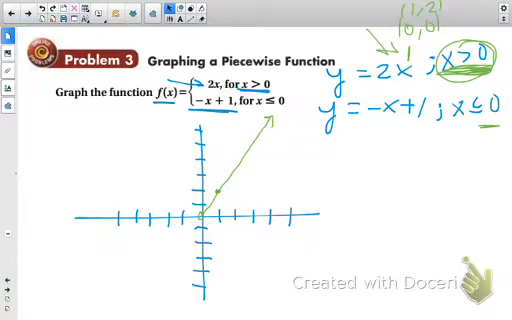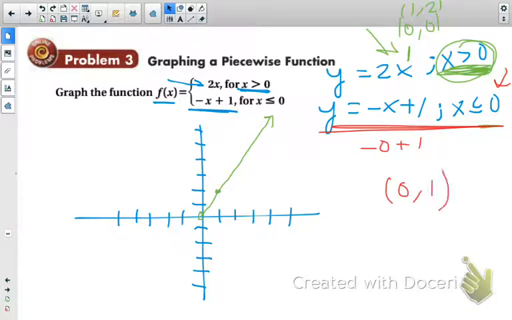Okay, so then we graph the next part, which is this part right here. Again, you're going to start at your boundary point, so I'm going to plug in 0. If I plug in 0 here, I get negative 0 plus 1, which is just 1. So my first point for this one is going to be 0, 1. And that one is equal to, right here, so I can put a closed circle at 0, 1. So it looks like this.